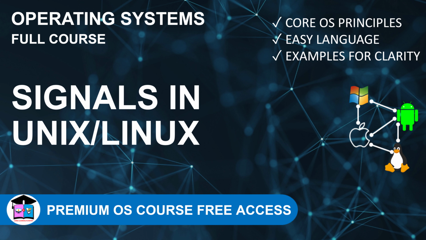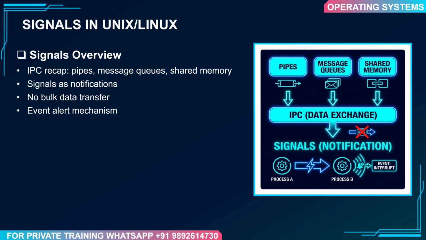Let's simplify signals in Unix and Linux. When we talk about inter-process communication in Unix and Linux, we have already seen mechanisms like pipes, message queues, and shared memory. All of those allow processes to exchange data in a structured way. Now we come to another very important concept that works a little differently. This concept is called signals.